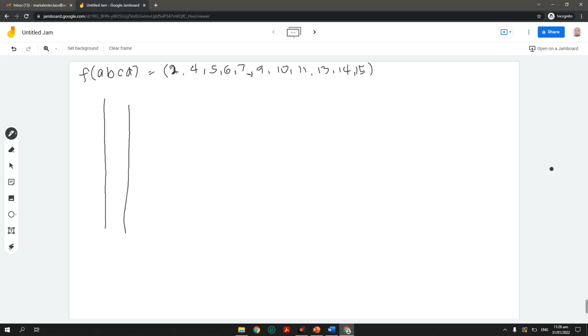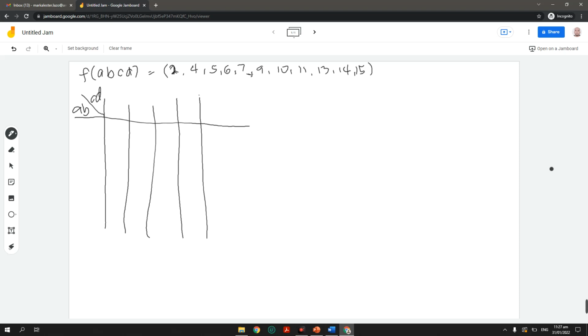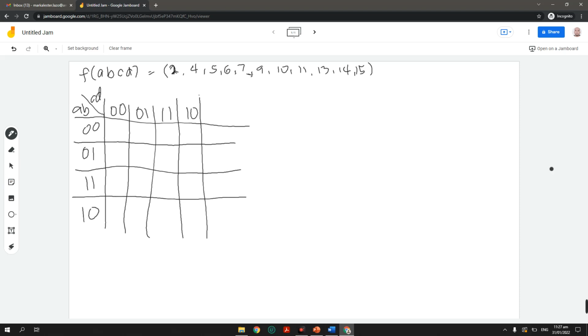Another way to draw a K-map: this is our AB, this is our CD. This is 0, 0, 0, 1, 1, 1, and 1, 0. This is 0, 0, 0, 1, 1, 1, and 1, 0.